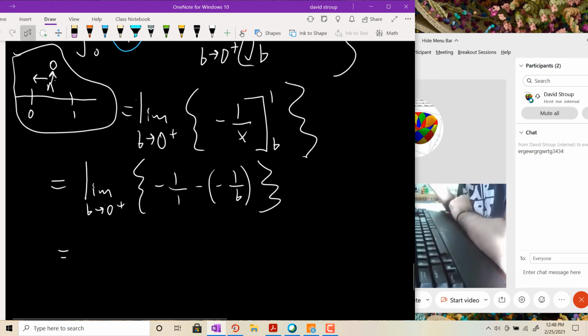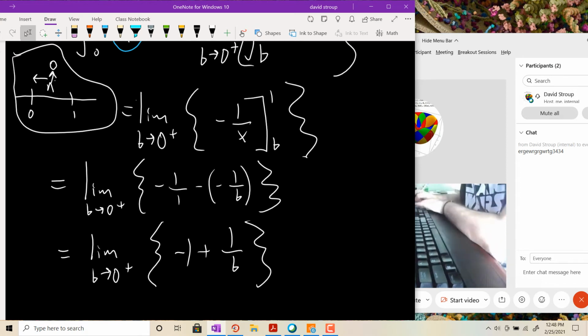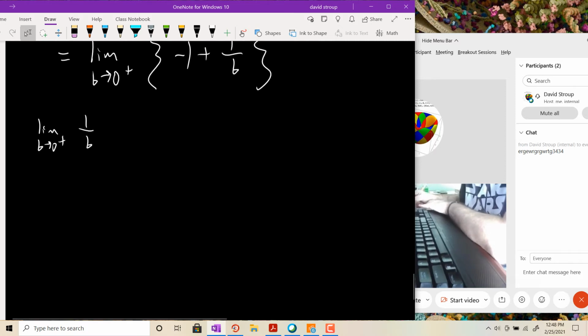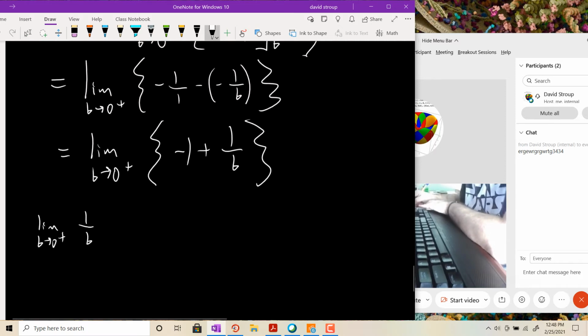And what is this going to be? It's the limit as b goes to 0 from the right of negative 1 plus 1 over b. If you remember, the 1 over b is an L over 0 case. So we're trying to figure out the limit as b goes to 0 from the right of 1 over b. A form L over 0 is always either positive or negative infinity. To figure out which, you can do some test values.